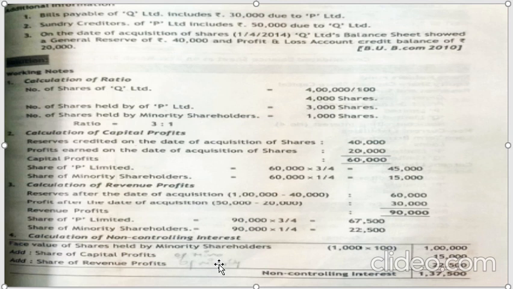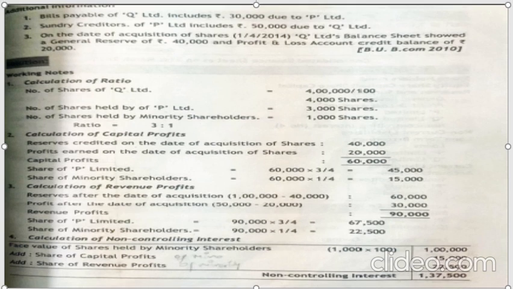Then with that we will add the capital profit and revenue profit which has been earned by minority shareholders. The capital profit they earn is 15,000 and the revenue profit they earn is 22,500. So the total, if we add, we will get 1,37,500, which is the non-controlling interest amount.